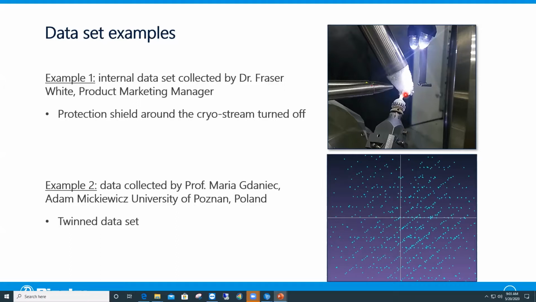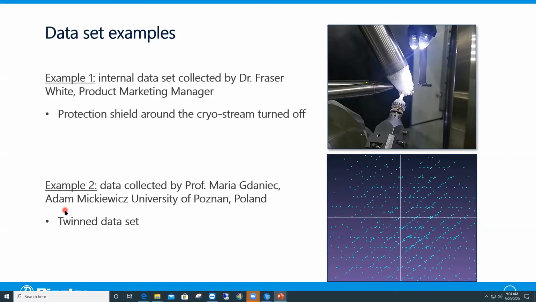The second example is a non-mirror-hydral twin, as shown by this view of the reciprocal space. It's a data set that was collected by one of our users, Professor Maria Gdaniek at the Adam Mickiewicz University of Poznan in Poland.